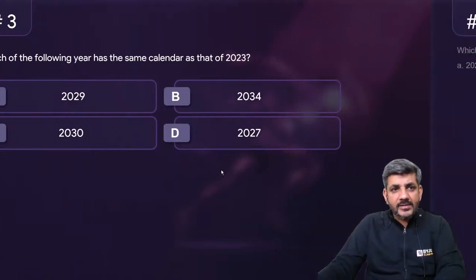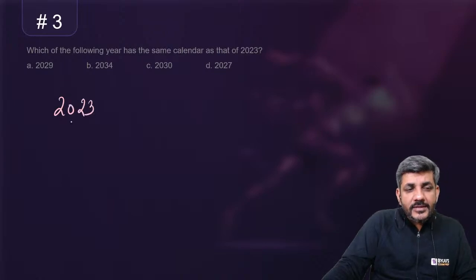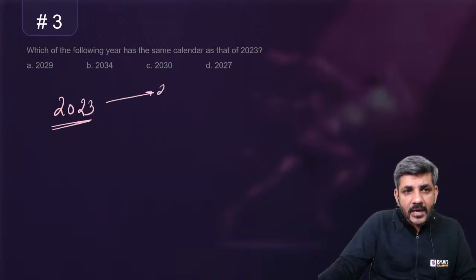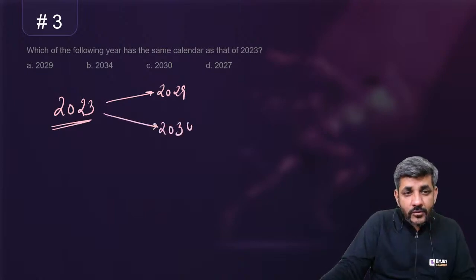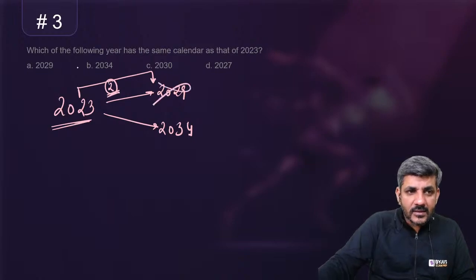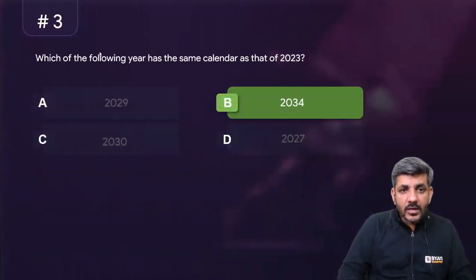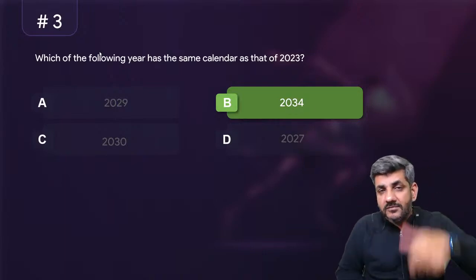Which of the following years has the same calendar as 2023? 2023 is not a leap year. So either it will have the same calendar in 2029 or in 2034. As I said, you have to check how many leap years came in between. There are two leap years, 2024 and 2028. So this is not my answer. My answer is 2034. If two leap years come within 6 years, then my answer is after 11 years.